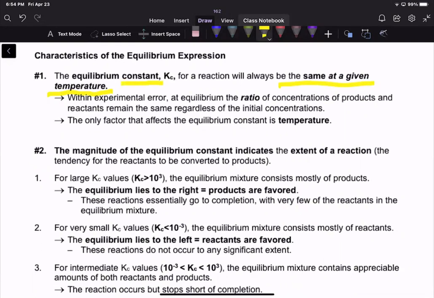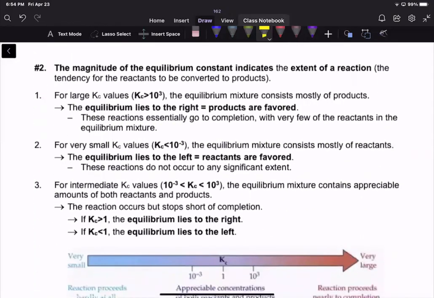The size of the equilibrium constant indicates the extent of reaction, so how much goes to products. If we're going to think of something as a large Kc value, we can think of 10 to the third or greater. Sometimes we even go all the way to 10 to the fifth. If it's a large K, then that means it goes to products, right? Because products are on the top. A large value means there's lots of products compared to the reactants. For a very large K, reactions go essentially to completion, a one-way reaction.